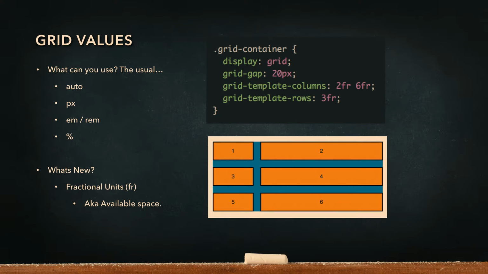So that's why I use fractional units instead, because it almost acts like percentages. You could say one fractional unit, and it'll be equivalent to 50-50, but it'll account for the amount of space specified in the grid gap.